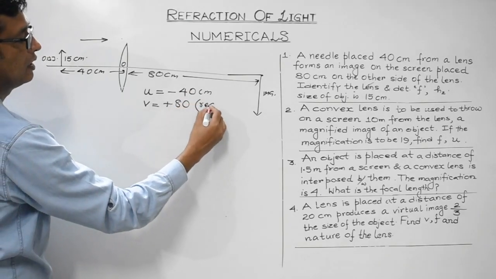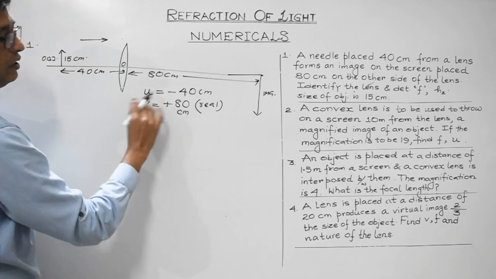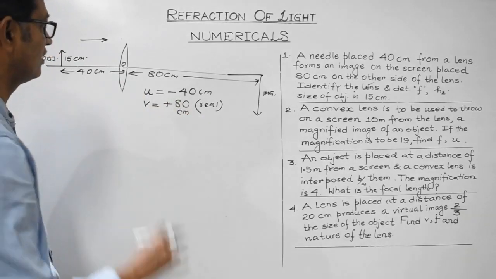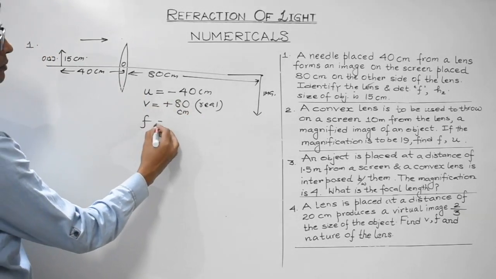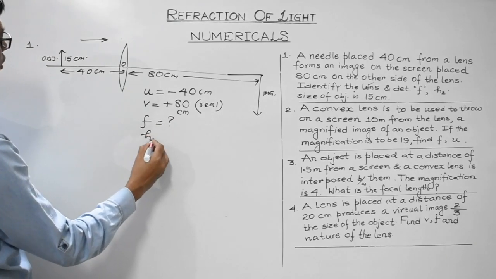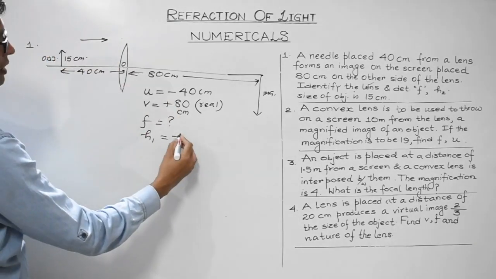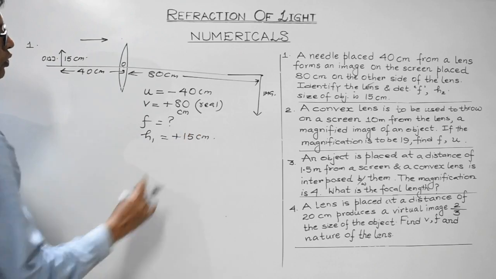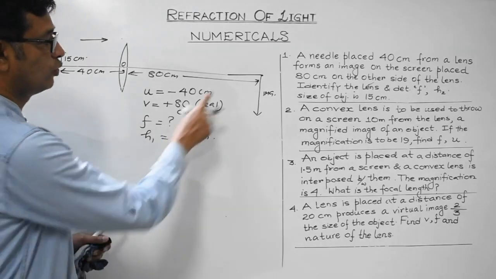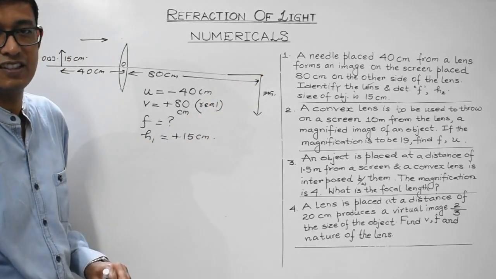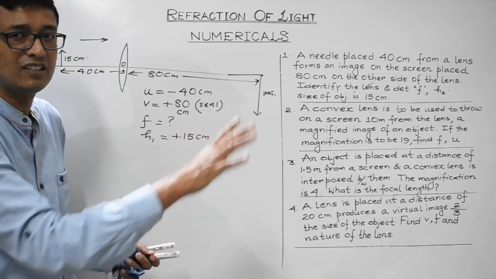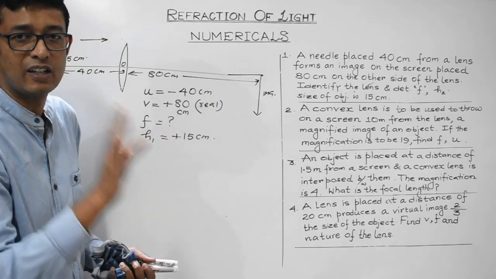Also, for real image, V is always positive in case of lenses, right? F is to be determined. And H1, it's erect, it's given to be plus 15. So we can easily predict that H2 must be negative, isn't it? So before doing any sort of calculation, these are the predictions which we can make accurately.